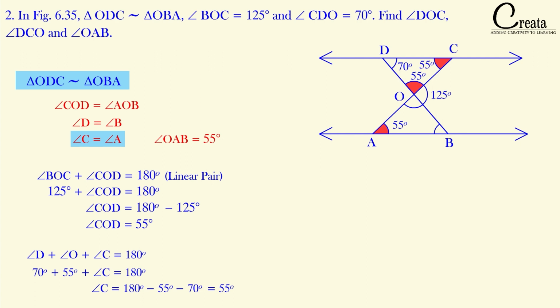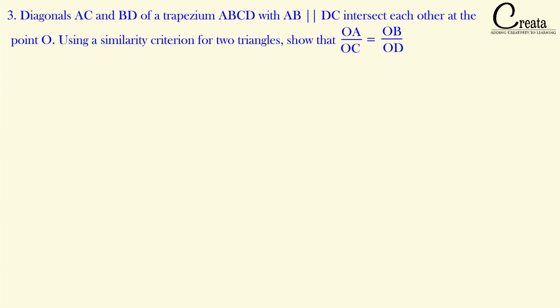One important thing to be noted from this question is that do not blindly match the angles. Match the angles only as per the sequence of the vertices of the triangles given in the similarity statement. That is, triangle ODC is similar to triangle OBA, so match O with O, D with B and C with A. This is the understanding that we got from this question. Let's move to question number 3.